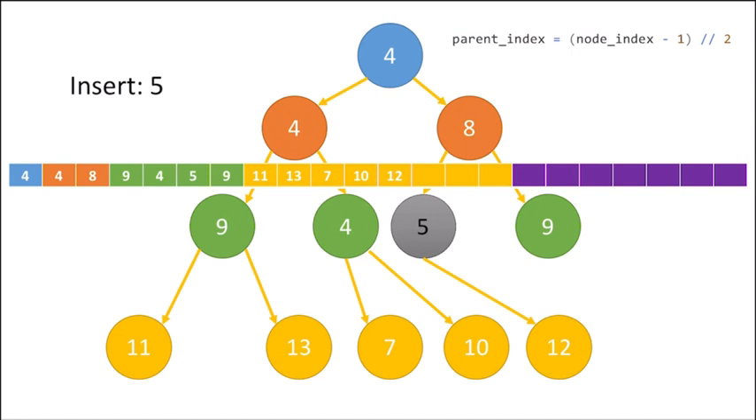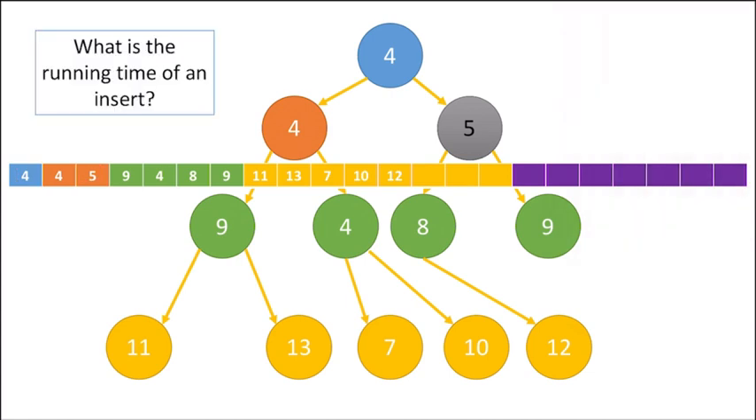And now we just do the same thing again. We know the index of the 5 because we just swapped it into that spot. And we compare it to the index of its parent, which is this 8. And we have another heap violation, so we do another swap. And now we can do the same comparison again. We know the index of the 5 and the index of the parent, and now we're no longer violating the heap property, so we can just end it there and leave the node 5 where it currently exists.